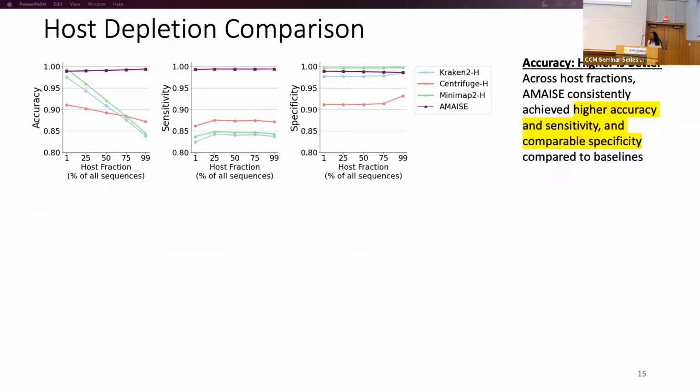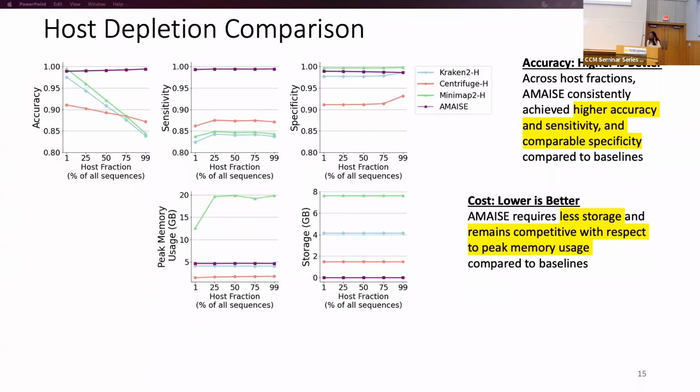First, I'm going to be presenting our results on accuracy. We have host fraction on the x-axis, and then accuracy, sensitivity, and specificity on our y-axis. AMAISE's performance is in purple. The other methods are in different colors. For all of these metrics, higher is better. You can see across host fractions, AMAISE consistently achieved a higher accuracy and sensitivity, as well as comparable specificity compared to all of our baselines.